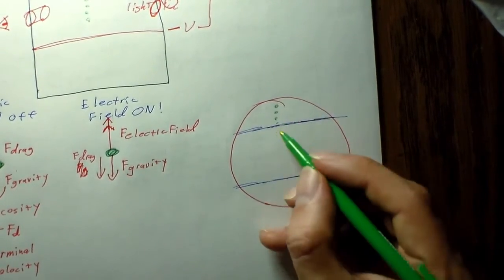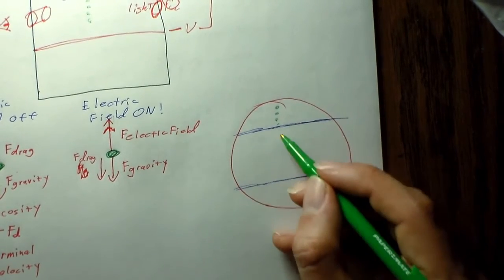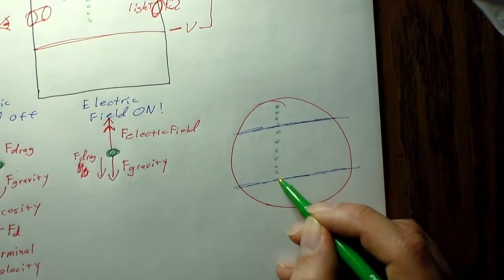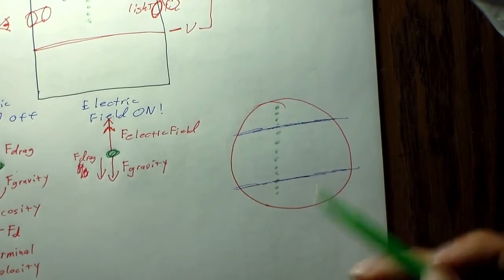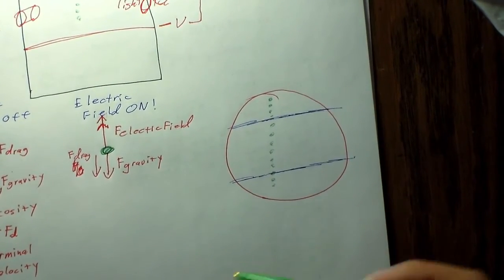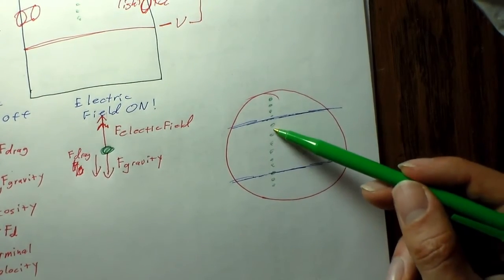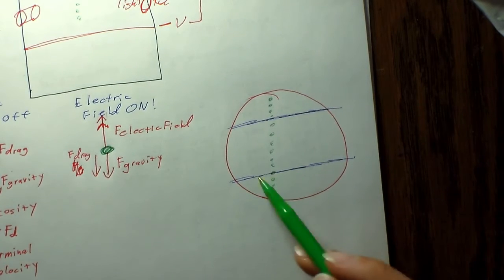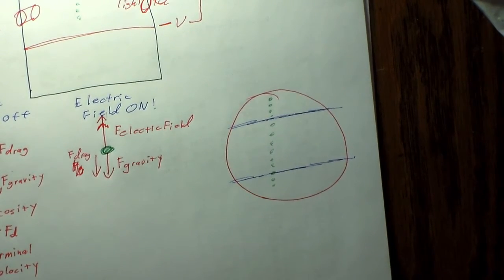So it's just falling on its own volition. We start the stopwatch, and then we just keep watching it. It's going to keep falling and falling until it reaches this bottom scratch mark. Then you stop your stopwatch and write down the amount of time. Then, once it goes past this bottom scratch mark, you turn on the electric field.